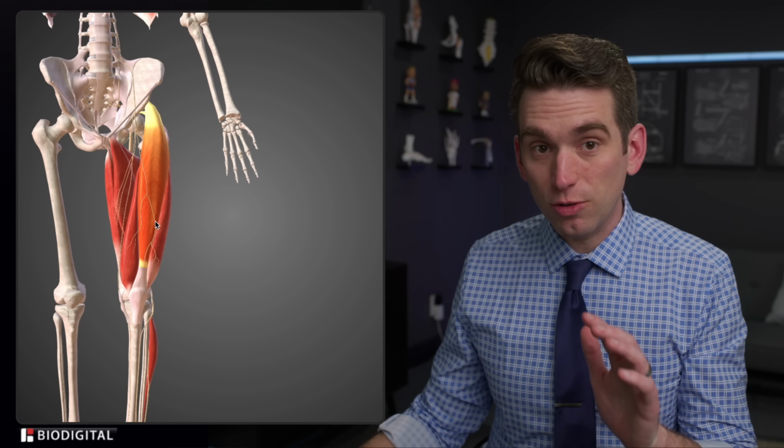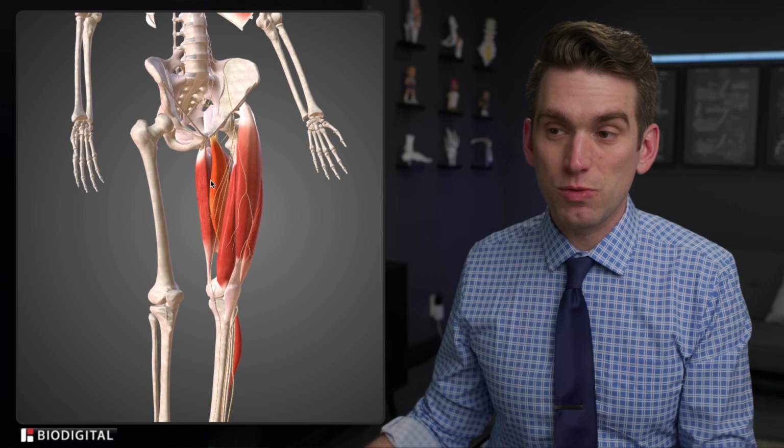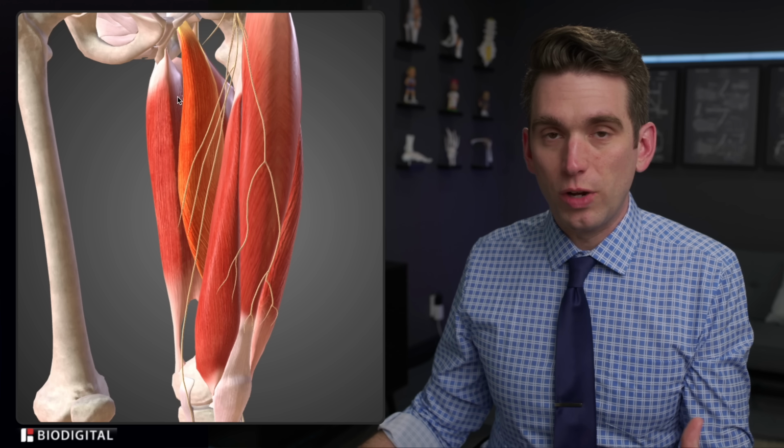Looking at our biodigital anatomy tool here, that is really focused on the medial compartment of the thigh. The thigh muscles are divided into three different compartments. The anterior or front compartment has the quadriceps muscles. The posterior compartment is going to have the hamstring muscles, and then the medial compartment is going to have the adductor muscles. These are what we think about when somebody has a groin strain.